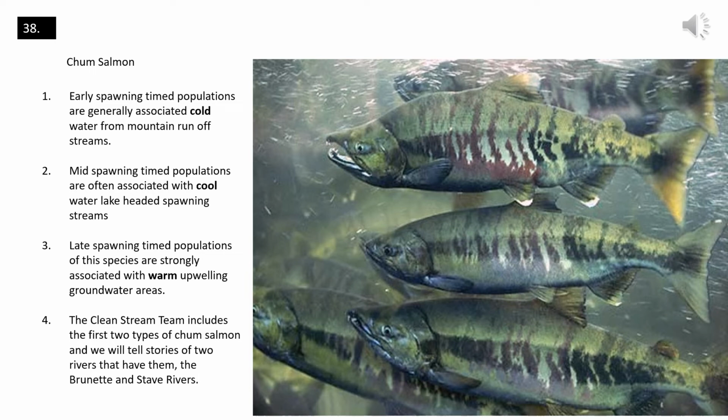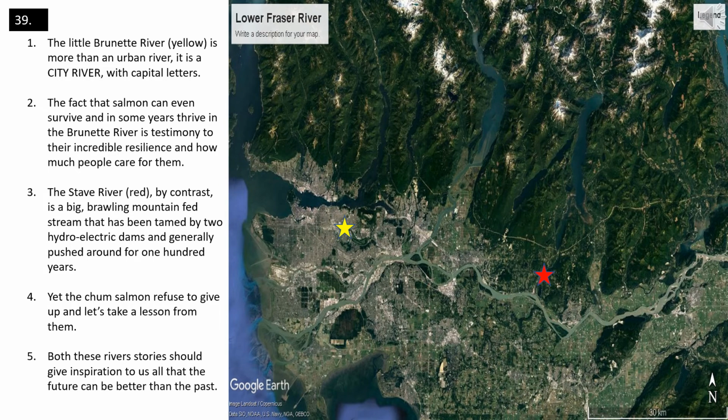And we're going to talk about two rivers, stories about two rivers, the Brunette and Stave rivers, that had significant efforts at habitat restoration done on them over the last few decades. I think they provide very interesting examples of what can be done for this group of species. These two streams are marked on this map. The little yellow star indicates the watershed of the Brunette River.